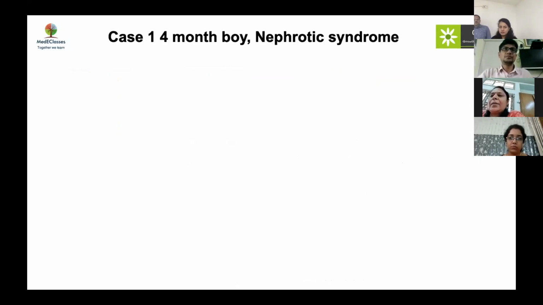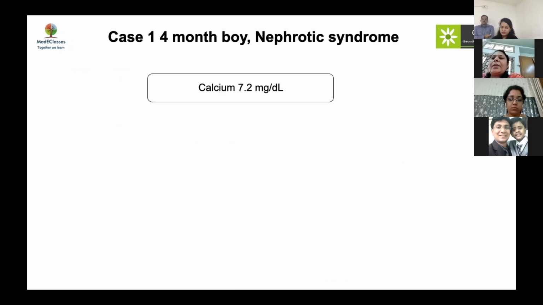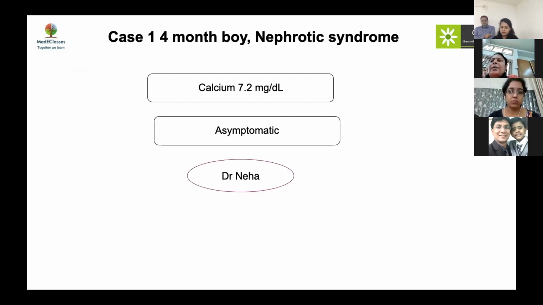So we'll start with this case, the 4-month-old boy, the known case of nephrotic syndrome, and his calcium level was 7.2, which was detected as an incidental finding on routine workup. There were no symptoms of hypocalcemia. So Dr. Neha, is this hypocalcemia or what else?